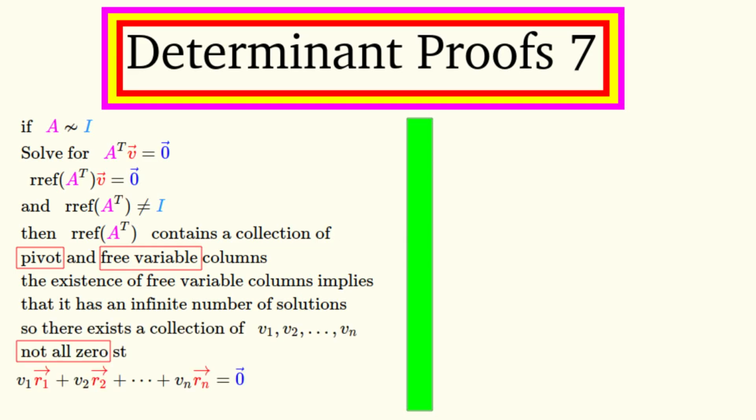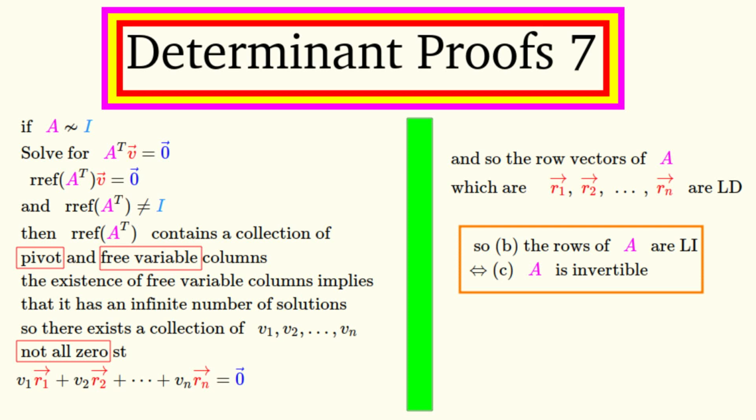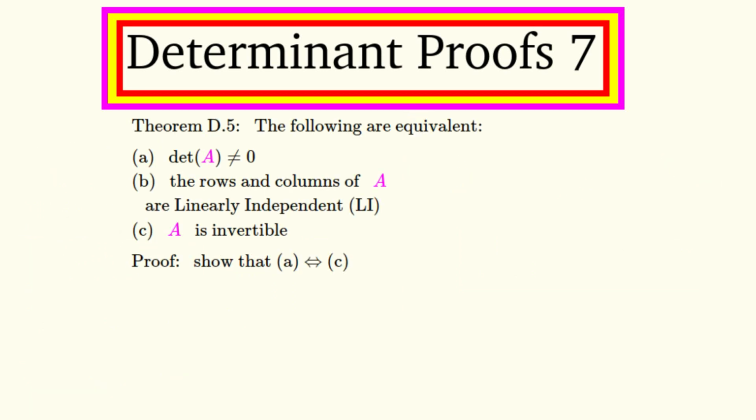So now we can say that there's a solution to this vector equation so that all of these constants v1 to vn don't all have to be 0 all at once. So we can say that these vectors are linearly dependent, which are the row vectors of A, which proves that parts B and C of this theorem are equivalent. So now to show that statements A and C are equivalent. So if A is invertible, then by a past theorem it must be row equivalent to the identity matrix.